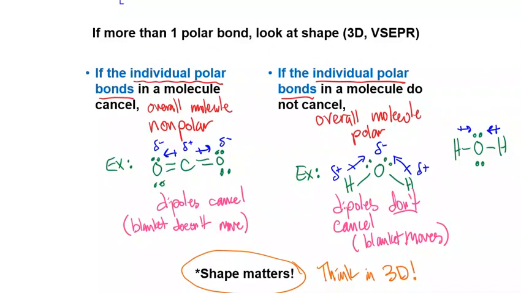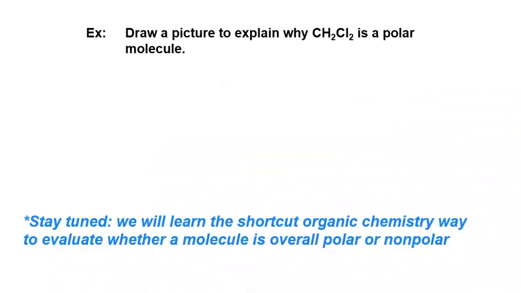Okay, so let's go to an example. Example: draw a picture to explain why CH2Cl2 is a polar molecule. Okay, and so I wanted to do this one together. The very first step with any of these, if you're not given the Lewis structure, is to write out the Lewis structure. Rather than going through how to do that, I'm just going to show you what it is. But it would be a good idea for you to practice that if you're not totally confident on it yet.